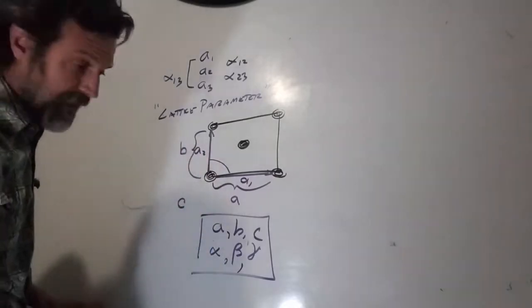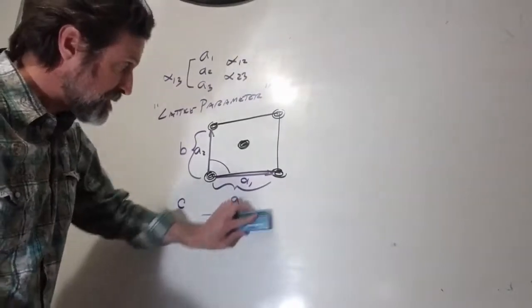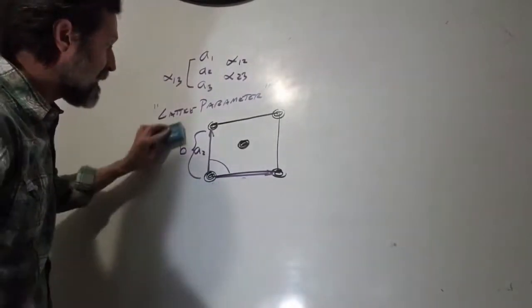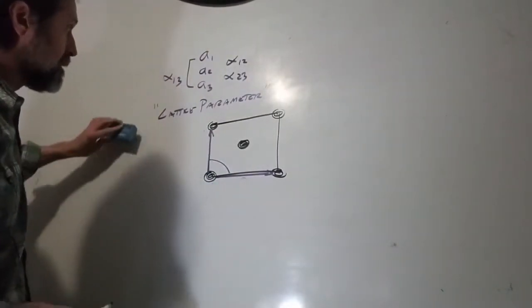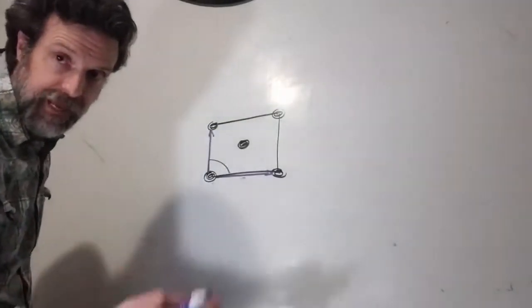So what's important about the lattice points and the atomic basis? Well, the atomic basis, those are the atoms that sit at each lattice point.